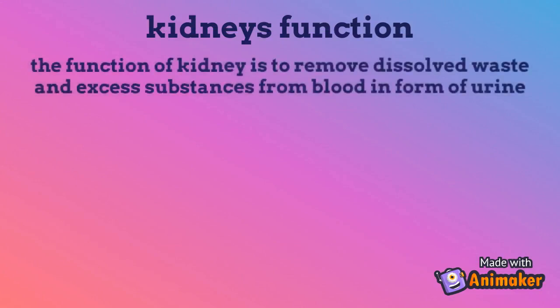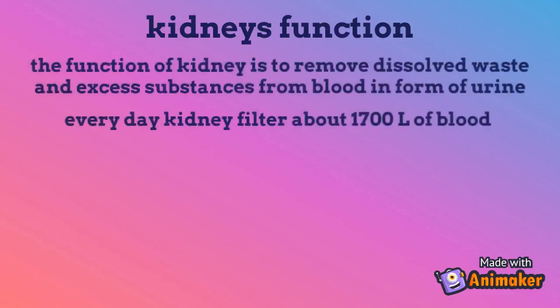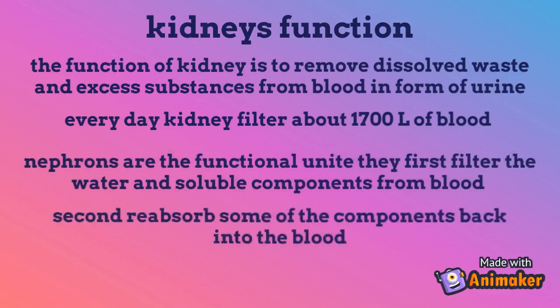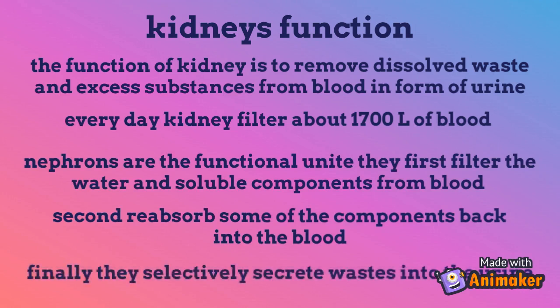Kidney's function. The function of the kidney is to remove solid waste and excess substances from the blood in the form of urine. Every day the kidneys filter about 1700 liters of blood. That means 1300 milliliters every minute, and 1 milliliter is excreted every minute into the urine. The nephrons are the functional unit.